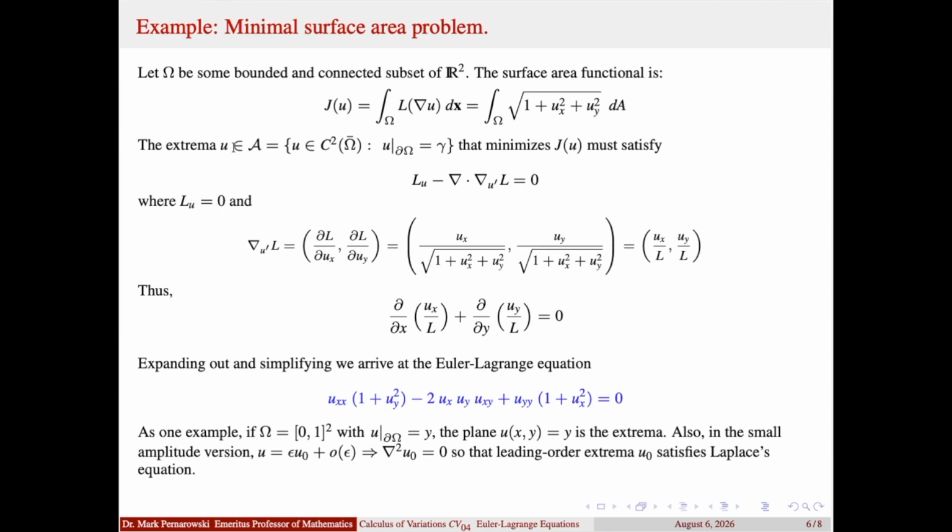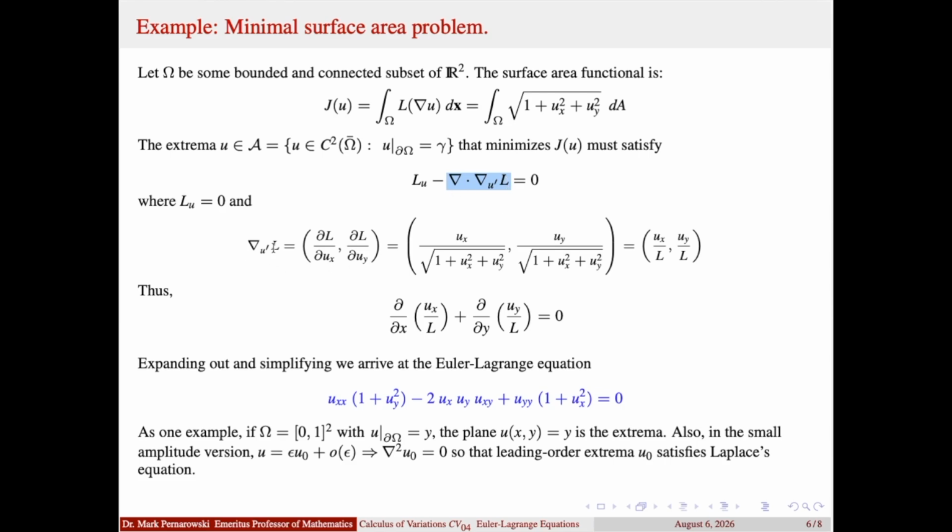So we're going to use the same setup again. We're going to try to find the extrema, meaning the minimum surface area of a u that has a prescribed value on the boundary. And from the general theory I just presented, whatever that u is, it must satisfy this Euler-Lagrange equation. But L sub u, this term here, is 0 because it doesn't occur in the integrand up here. So all I need to do is compute what this thing here that I'm highlighting is.